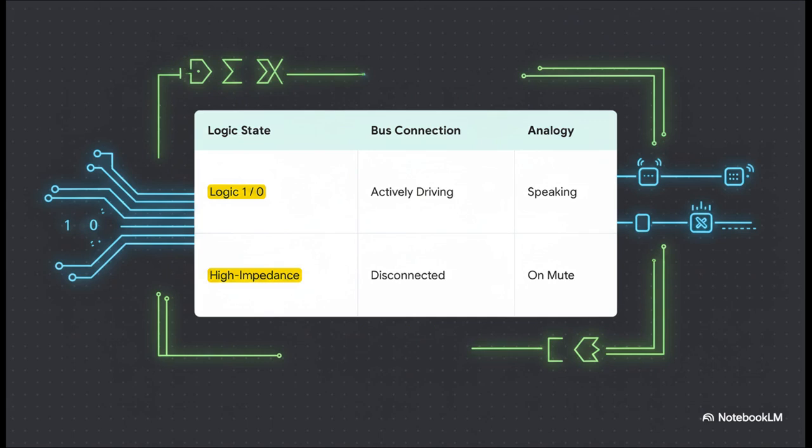Think of a bus line like a big conference call. When a device is outputting a 1 or a 0, it's actively speaking on the line. But when it enters that high impedance state, it's literally like hitting the mute button. Electrically, it's as if the device has been completely disconnected from the wire. It's not a 1, it's not a 0, it's just silent. And that lets someone else on the line have their turn to speak.